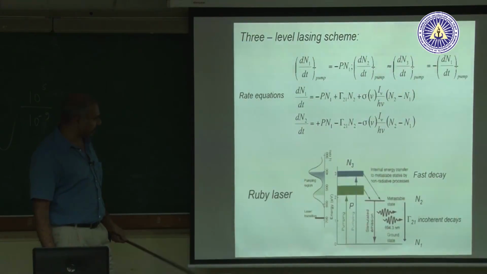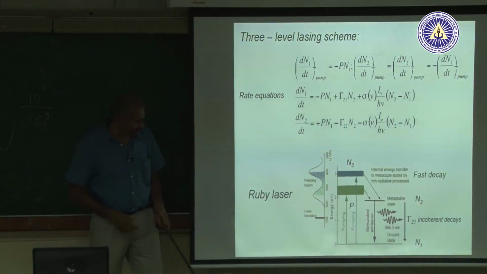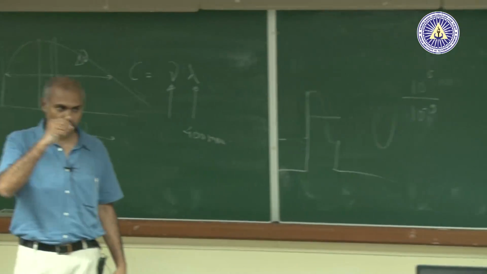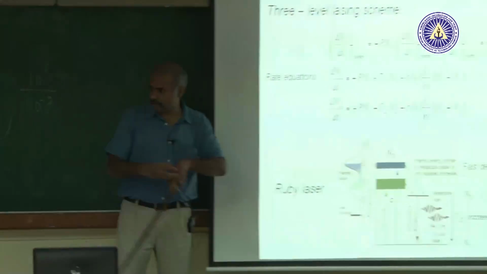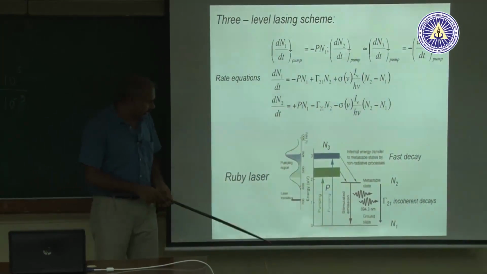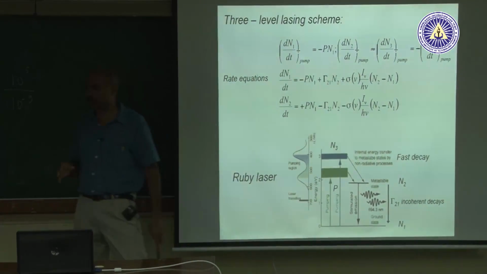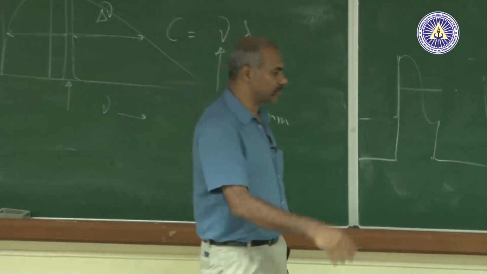This is actually the Ruby laser description, so what you have here may not be visible. You have the ground state for the Ruby. Ruby is basically chromium atoms doped in Al2O3. That's a Ruby. It gives you a reddish glow because it absorbs everything in green and blue. Green and blue light is absorbed, so red is what is left and it looks red.